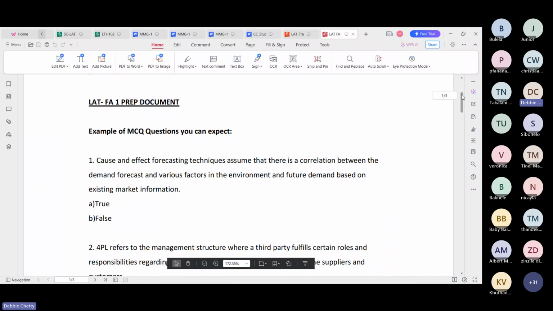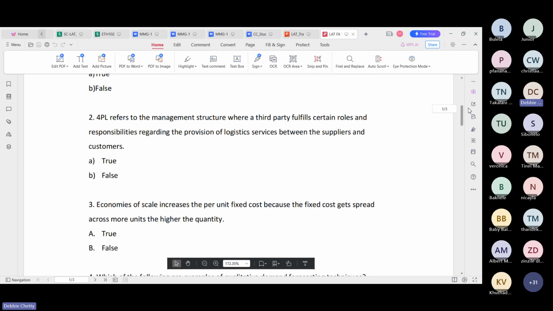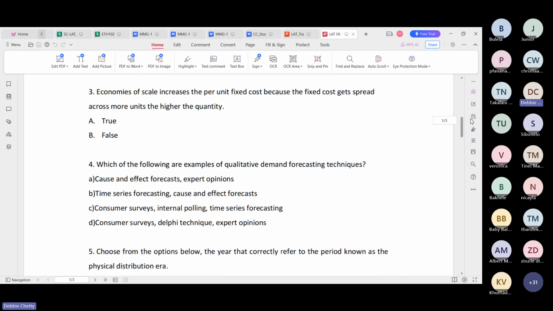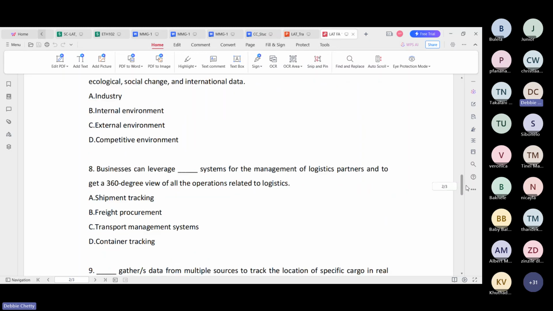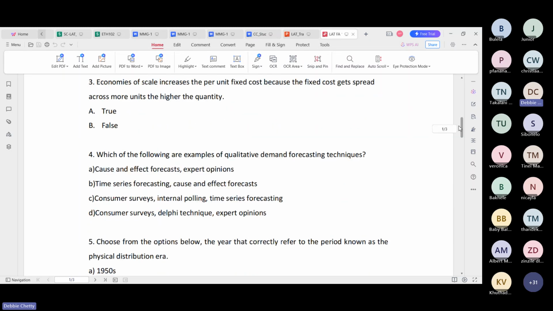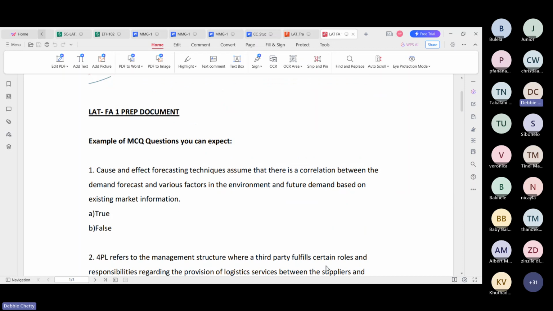So if you work through it, you'll see there's true or false questions. You'll see there's options that you choose from as well. Okay, so it's strictly multiple choice questions. I told you that there's no short questions or long questions. It's only multiple choice questions. You need to get 50% in order to pass your FA1, right? And it's due on the 9th of October.